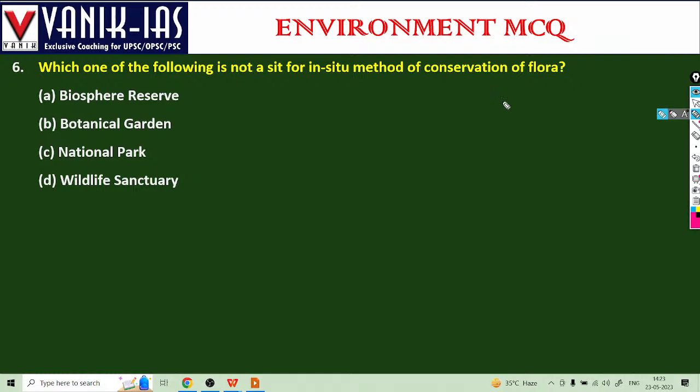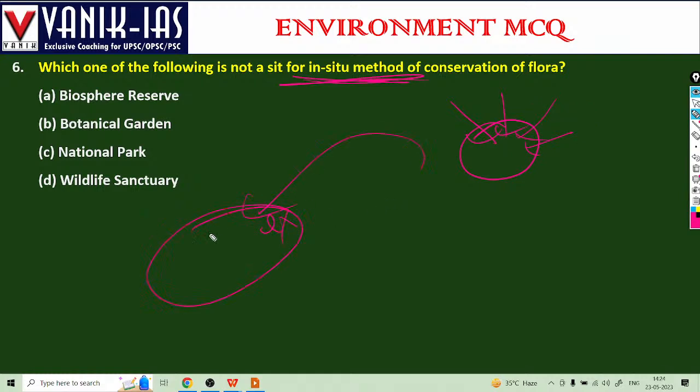Yes, in situ conservation. What do you mean by in situ conservation? In situ conservation means when you protect a particular species in its natural environment. When you take it to some other protected environment and preserve it there, that is ex situ conservation. National park is in situ conservation. Wildlife sanctuary is in situ conservation. Biosphere reserve is in situ conservation.